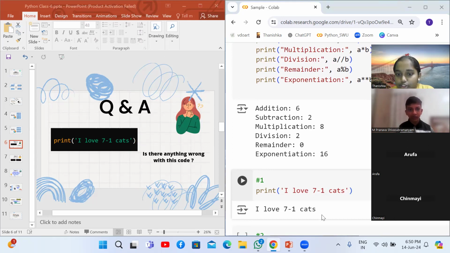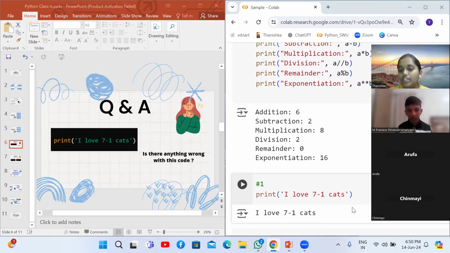Okay, Chinmay. So the question is just this one. I have 6 cats, and I love all the 6 cats also. Here I want to print the sentence I love 6 cats, but I wrote 7 - 1 so that I can get 6. 7 - 1 is what? What is the answer, Chinmay? 6 cats. But here I wrote 7 - 1, and still I didn't get 6 cats, but I got only 7 - 1. Do you know what is wrong here?